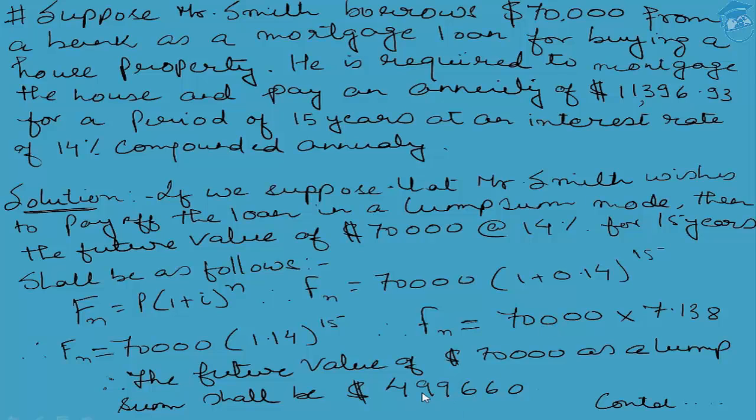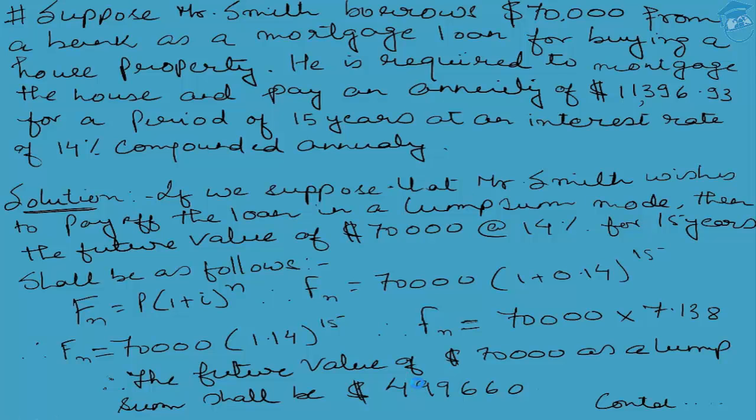So the future value of 70,000 USD as a lump sum against i% rate of interest for the next n number of years is 4,99,660 USD. So if Mr. Smith wants to repay the loan in the form of a lump sum payment, he will have to pay this particular amount.